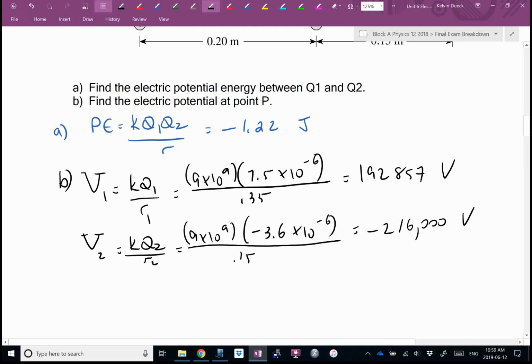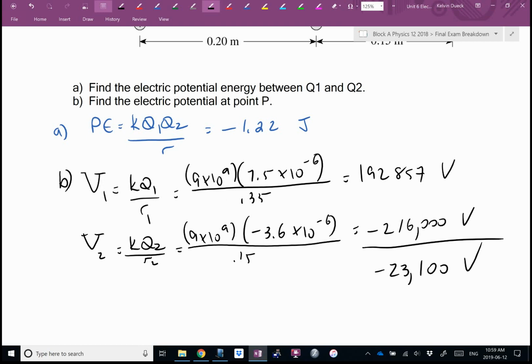How do I combine these? Do I have to add them tip to tail? No, these are scalar. Just add them. What's the net potential? What's the voltage at location P? Negative 23,925. Okay.